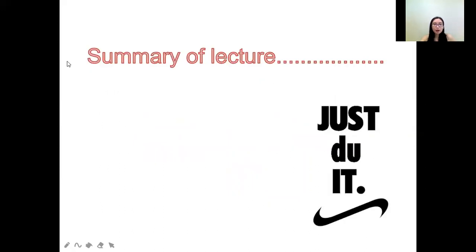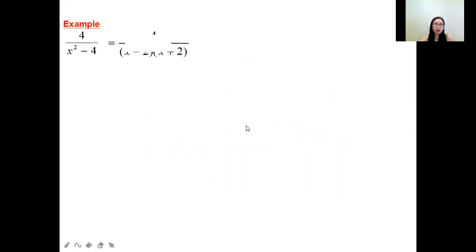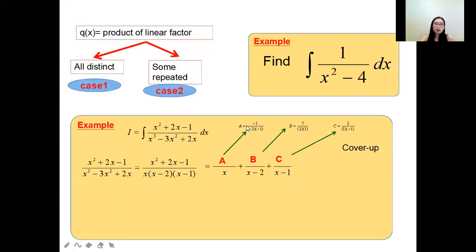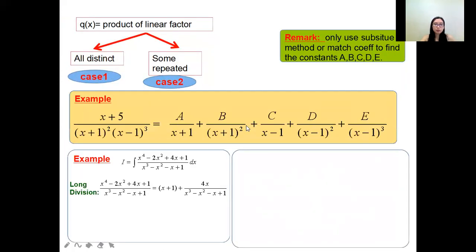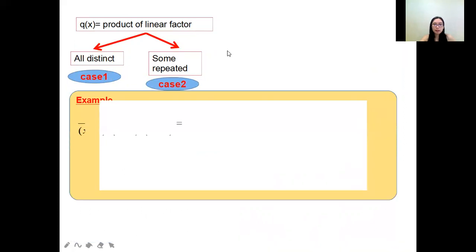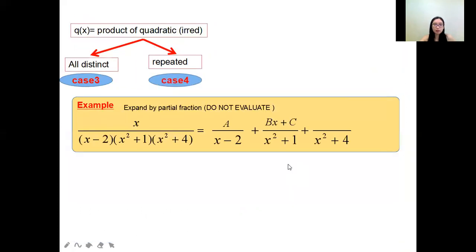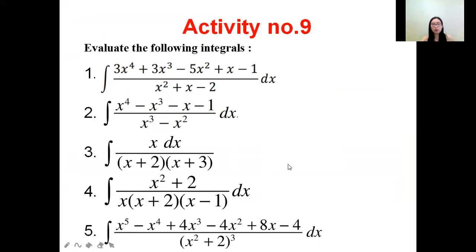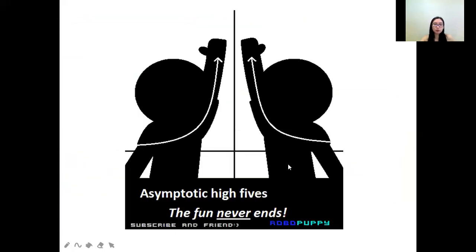So there is a summary of the lecture sa lecture notes. Na-discuss na nako. And then last, another activity, activity number 9, which is also part of this lecture note.